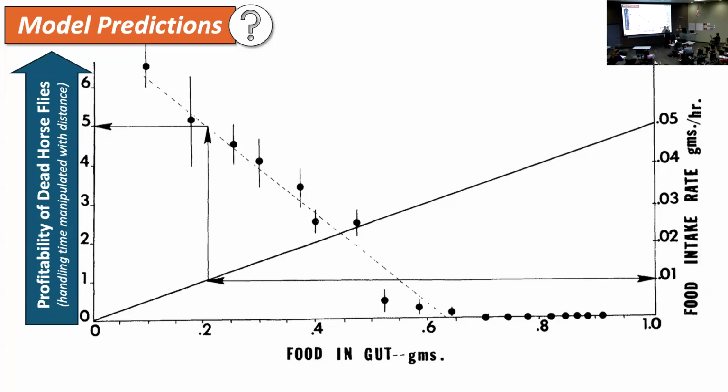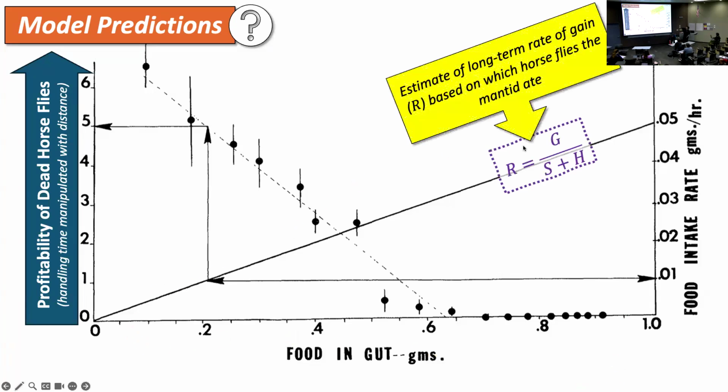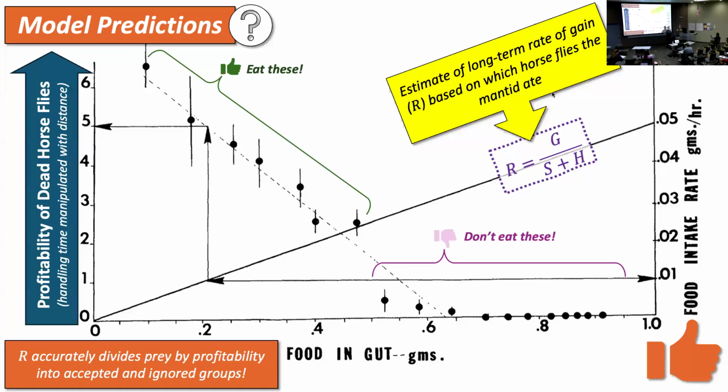And so that ends up setting up the slope of this line right here. So this here is an estimate of that long-term rate of gain. And look at the crazy thing that happens. Once we know the long-term rate of gain of the mantid, and we know the profitability, so each one of these is how many calories per second that each one of these horseflies is, where the per second is controlled by the distance away from the mantid, then it separates things up.